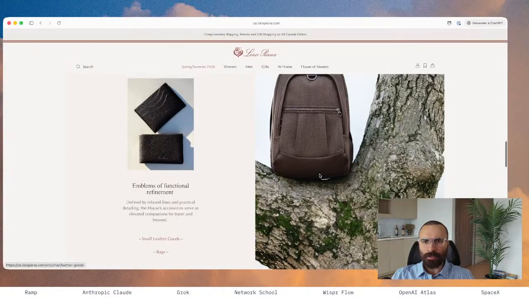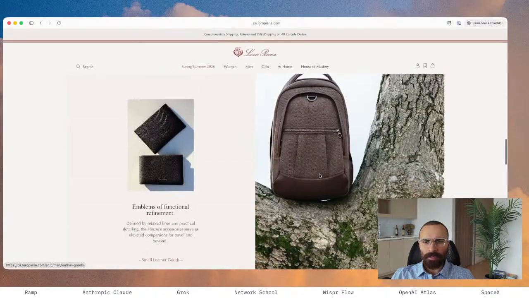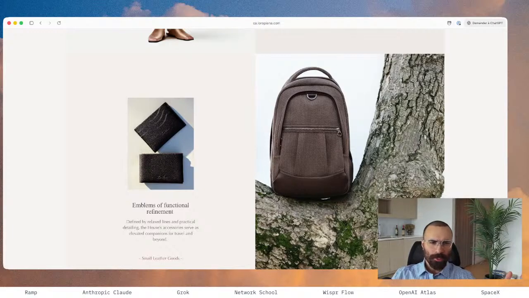Emblems of functional refinement, like these wallets right now. Loro Piana is doing these wallets because they can do it. Just another SKU in their supply chain. They can be like, oh, we already have this material. We use this kind of material in making maybe their hats or their shoes, and we have this leftover material. Sell your sawdust. And then they are gonna be like, oh, okay, with this little material, we can actually make a wallet. Let's make a wallet. And that's how they came up with these wallets. Maybe just a guess, just my hypothesis.